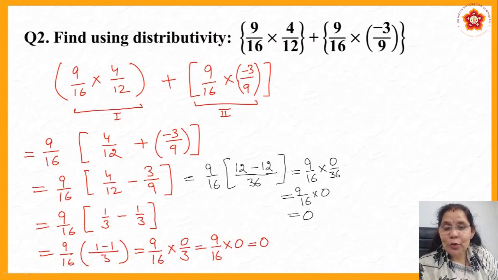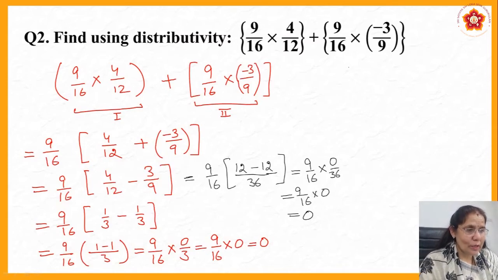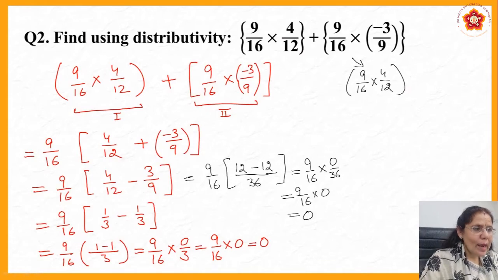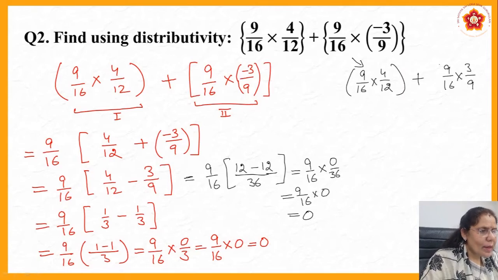Here we have used the distributive property. But you should be sharp enough to observe the question only. Just look at the question. If you rewrite this question, what is it? It is 9 upon 16 multiplied by 4 upon 12. This is your first term. And what is your second term? Second term, can I write it 9 upon 16 multiplied by 3 upon 9? And a minus sign is here.